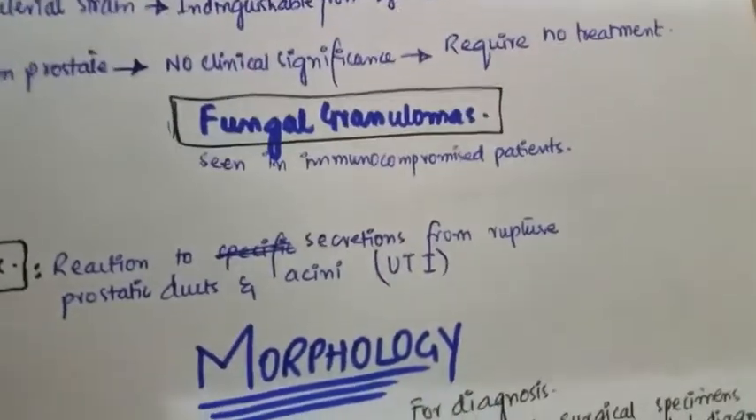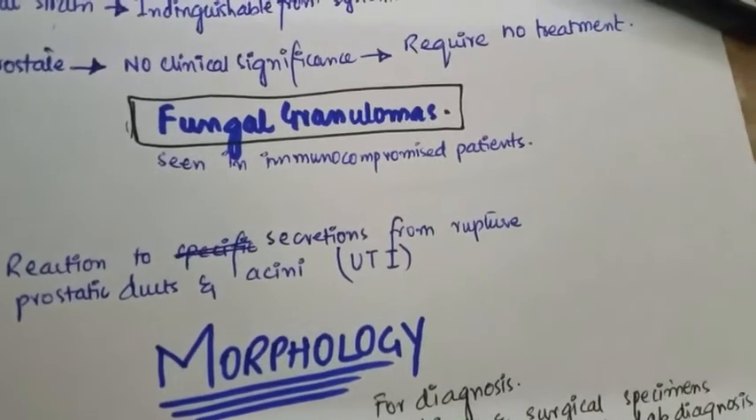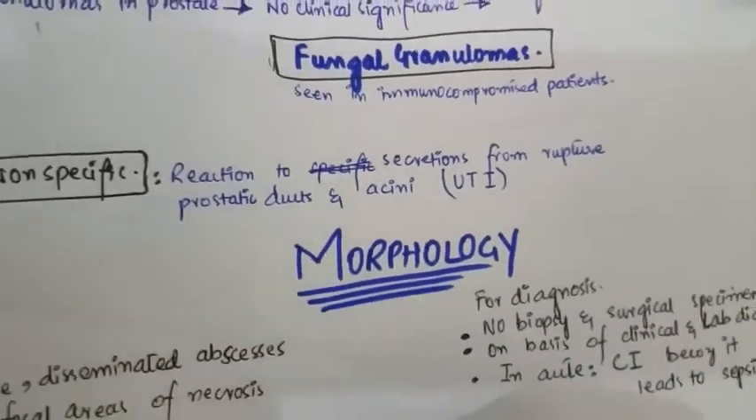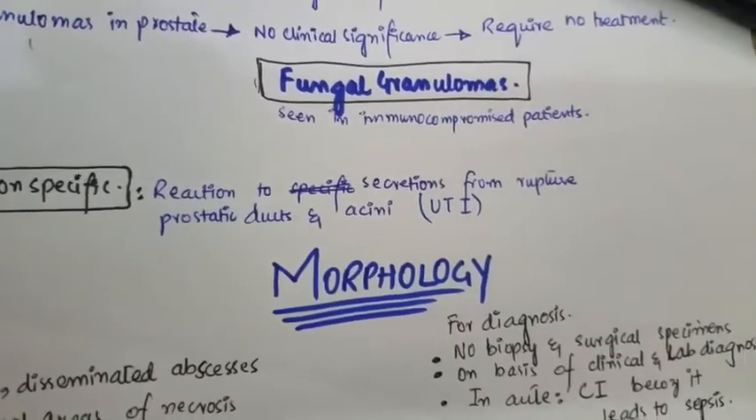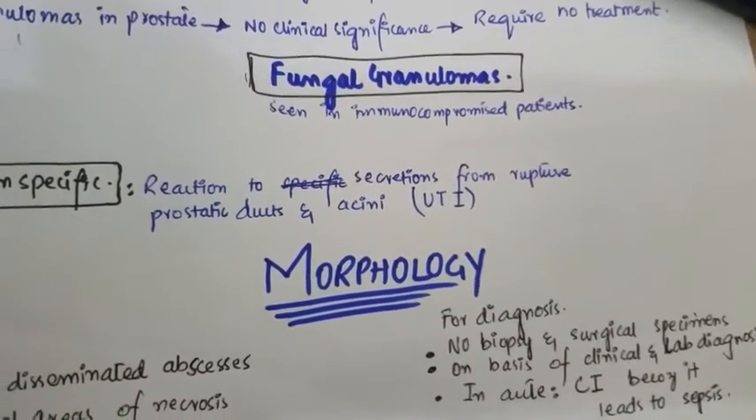If I talk about the fungal granulomas, these are seen in immunocompromised patients. And now comes the non-specific type. Non-specific is basically a reaction to the secretions from the ruptured prostatic ducts and acini.